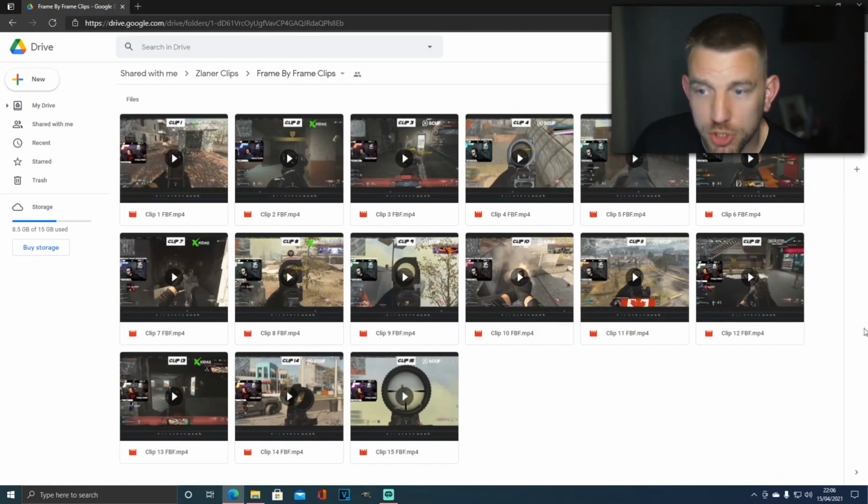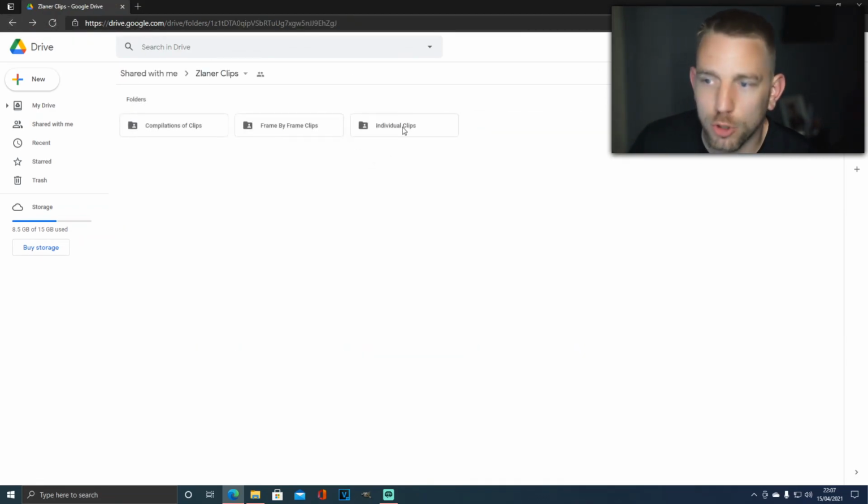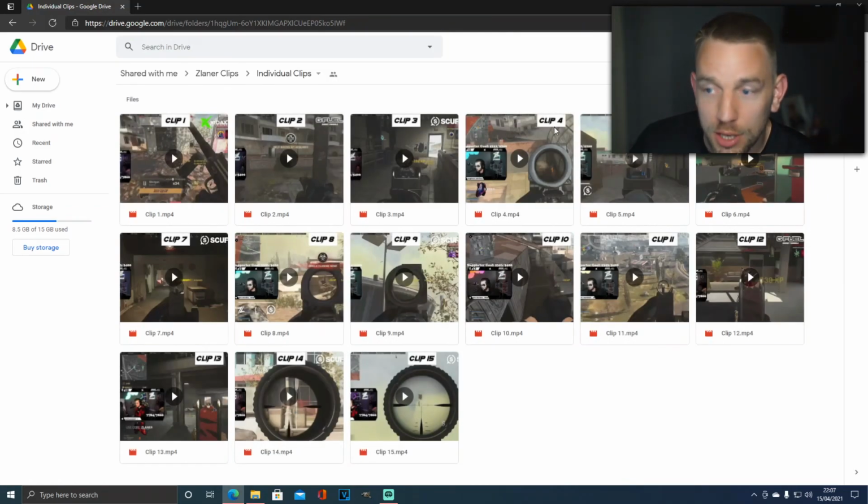Frame by frame clips, we have 15 clips within this folder. Every single one has been recorded, demonstrating me going through them frame by frame, so you guys can see that there are absolutely no frames missing within these, and also inspect them yourselves, analyze them, and make your own decision on those specific clips. But that's not all. We've also got the individual clips here too, where you can go through every single one of them in full speed, slow them down, speed them up, do whatever you want with them.